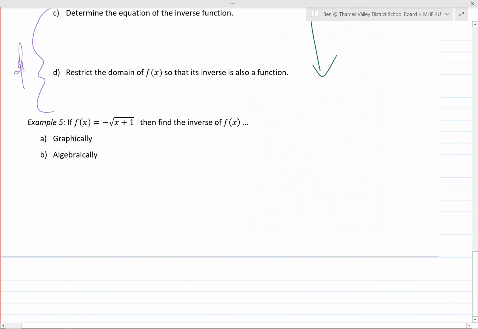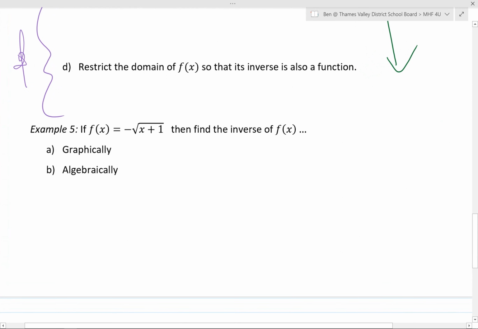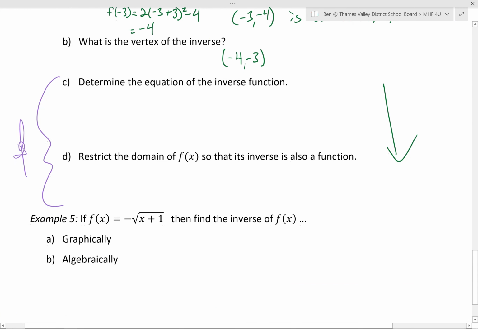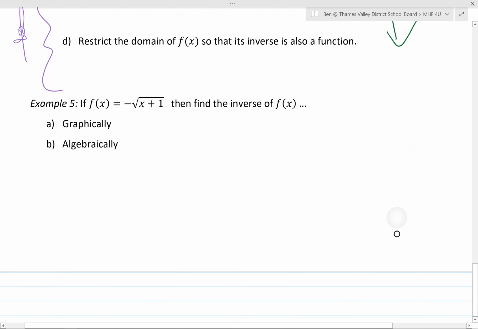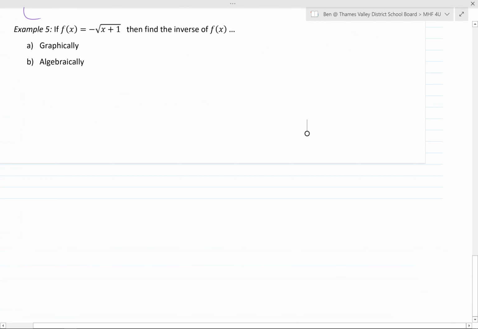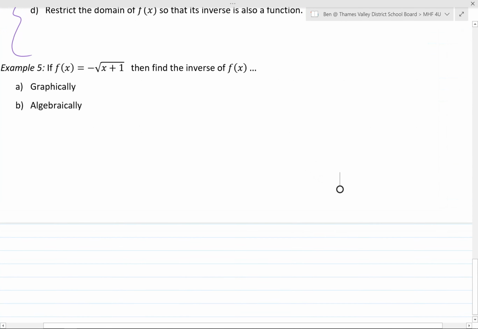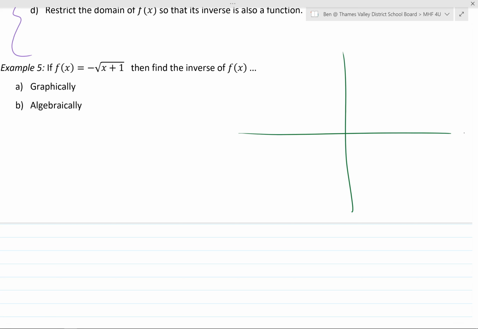And pushing forward into example 5, we need to be careful. We're going to start off and try to find the inverse of f of x graphically. If we're finding it graphically, that means we must graph f of x and then sketch in the line y equals x and try to reflect it. So try that out on your own right here if you would like.